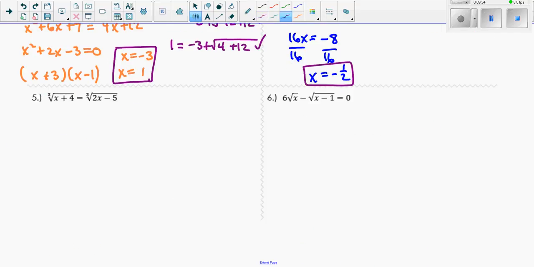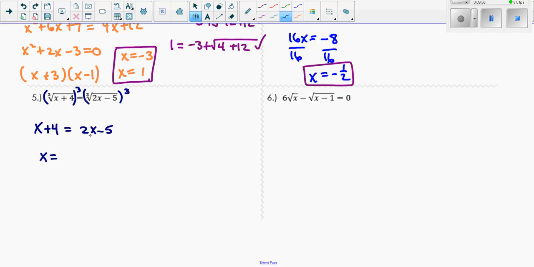Okay, next one. We have a problem very similar to the one we just did in the warm-up. Instead of the square root of both sides, we have the cube root of both sides. We have it on both sides, so that's where we want it. So when we cube this side and we cube this side, it just undoes both of them. So I'm left with x plus 4, which equals 2x minus 5. So I get left with a pretty simple linear equation.